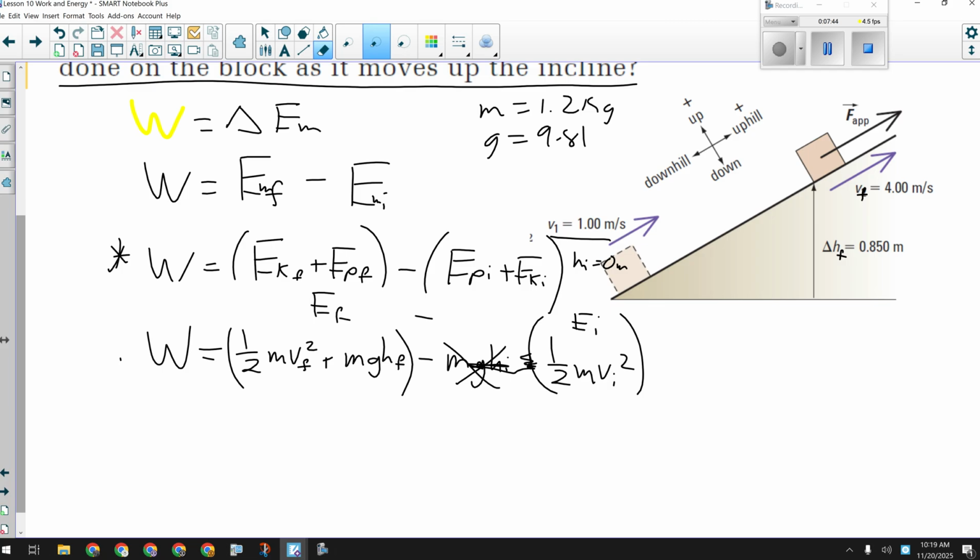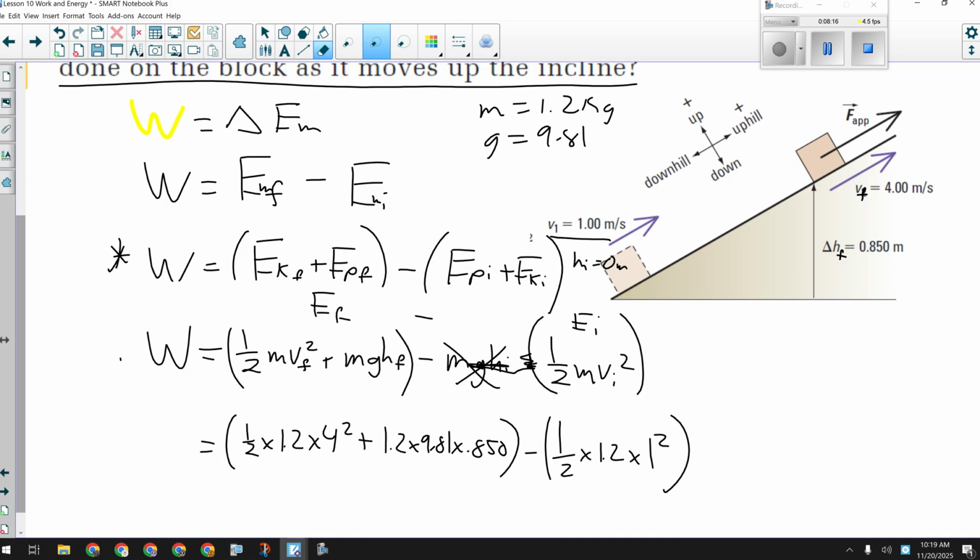I just have to plug in my numbers. Okay. So 1/2 times 1.2 kilograms times 4 squared. So my final kinetic energy plus 1.2 times 9.81 times 0.850, my final potential energy, minus 1/2 times 1.2 times 1 squared, my initial kinetic energy. Okay, I probably should have fired up my calculator before that.